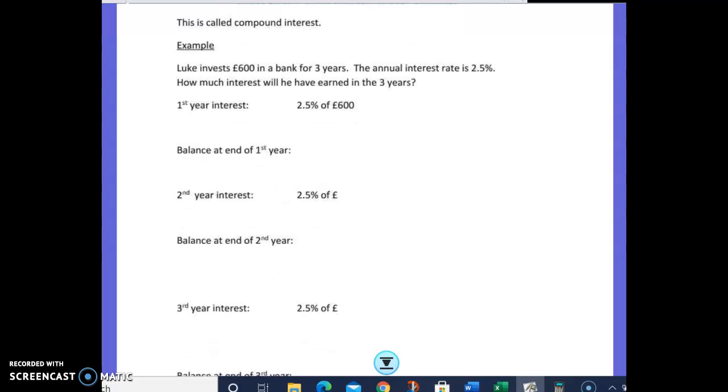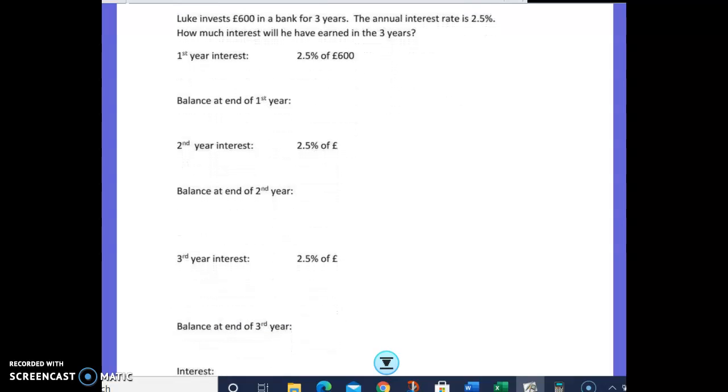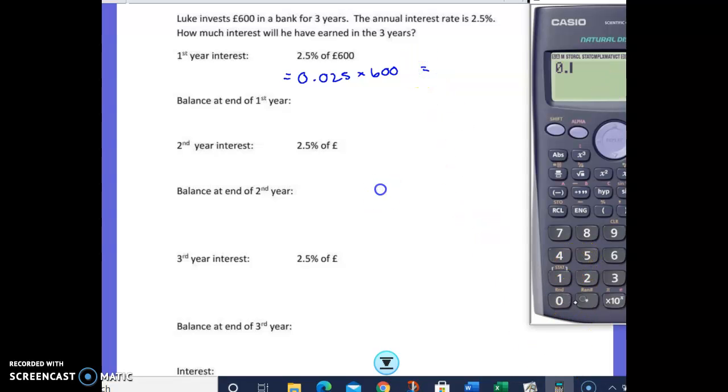Right. Luke invests £600 in a bank for 3 years. The annual interest rate is 2.5%. How much interest will you have earned in the 3 years? So the first year interest then, we want to find 2.5% of 600. Percentage is percentage, whatever way we're asked to do it. Percent means out of 100, so we're doing 2.5 divided by 100 times 600, which would be £15.